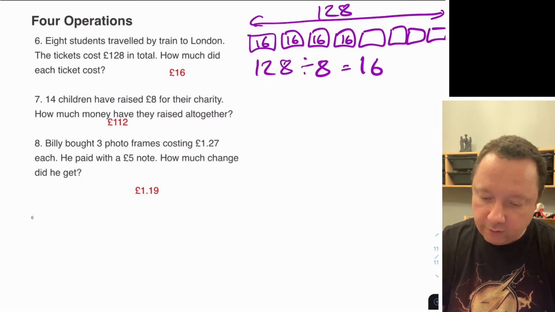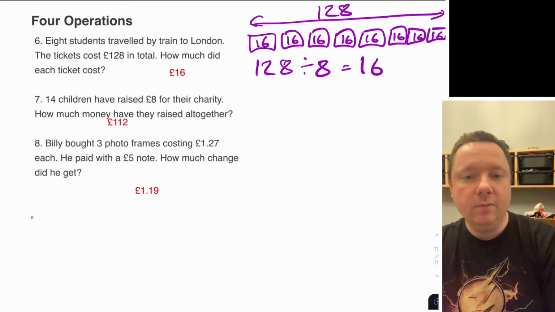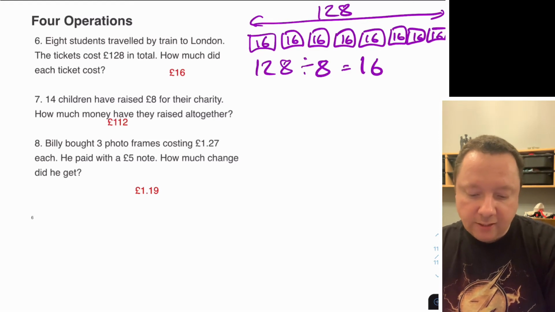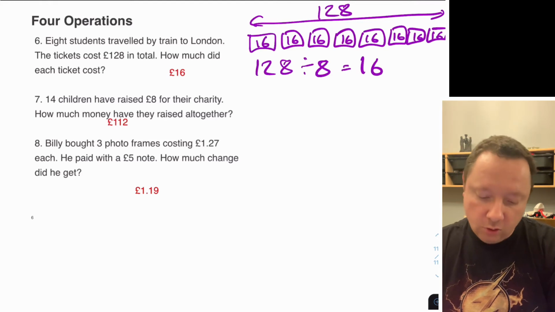I'll just do that very quickly here. And you could then check, does the total of all the boxes make 128? If it doesn't, you've made a mistake. Question 7 says 14 children have raised £8 for charity. How much money have they raised altogether?